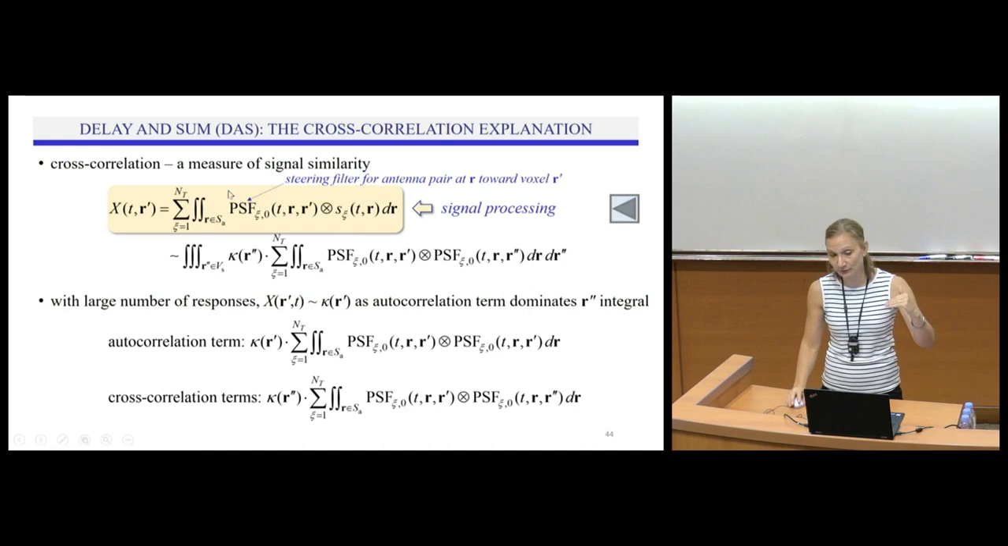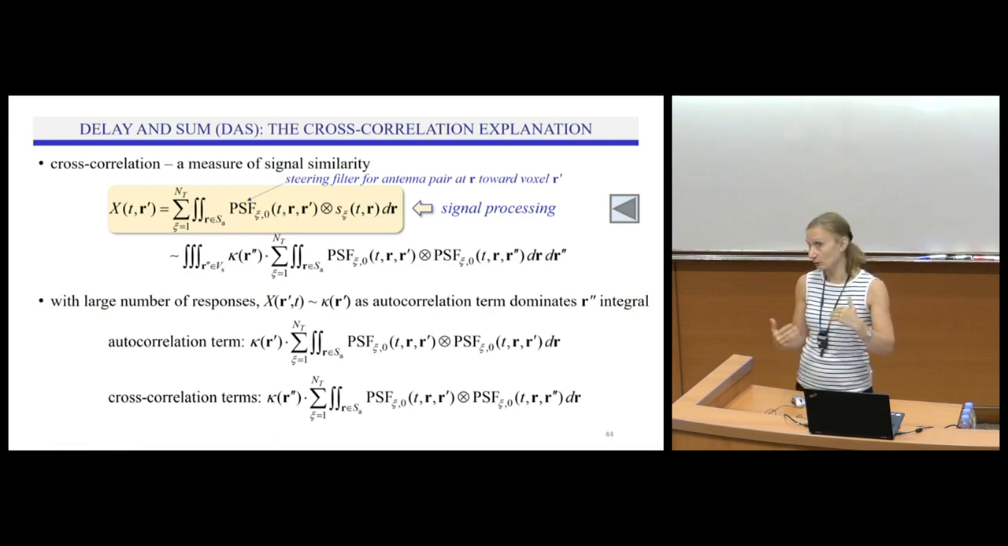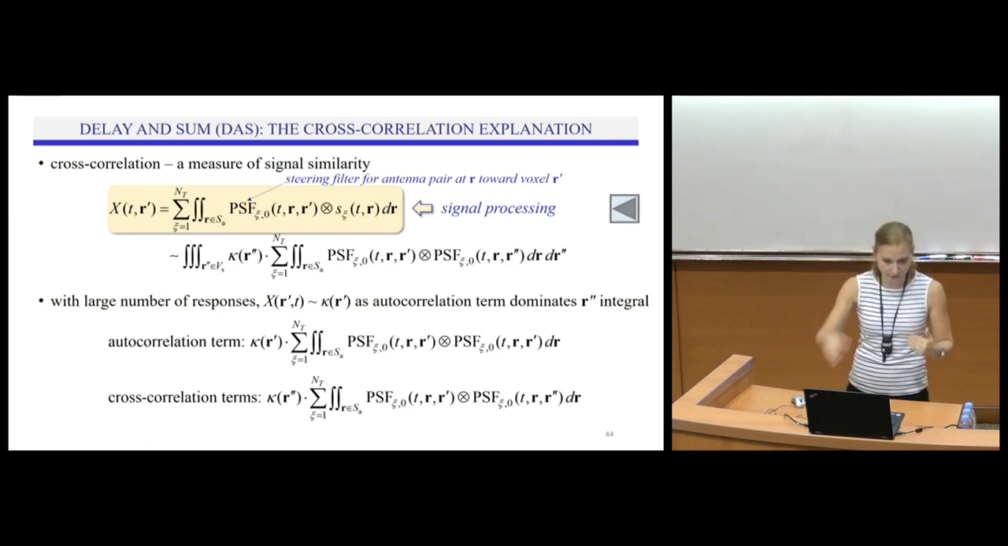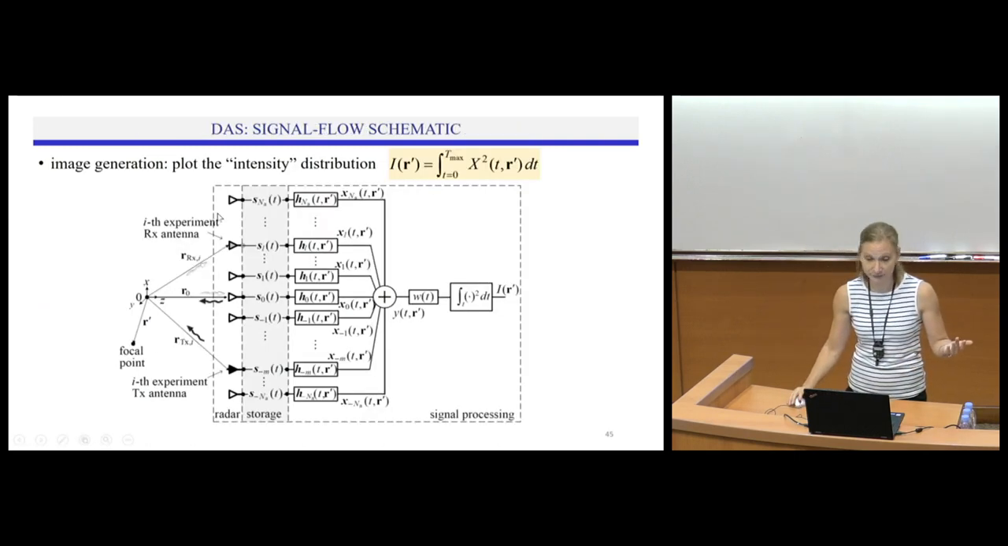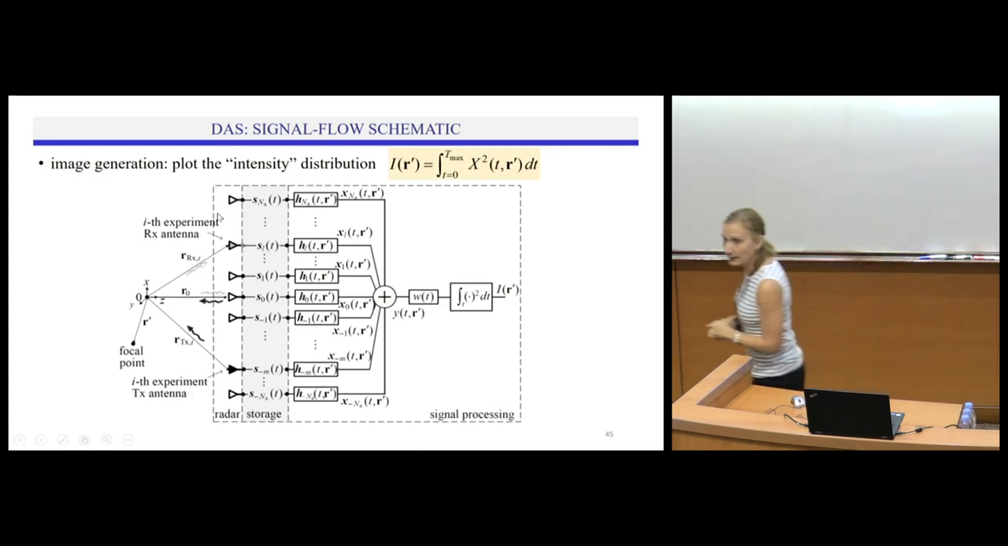So when you do this over many responses, then these cross-correlation terms add incoherently, whereas the autocorrelation terms, which are always real positive, add coherently. So that really is what is behind delay and sum.